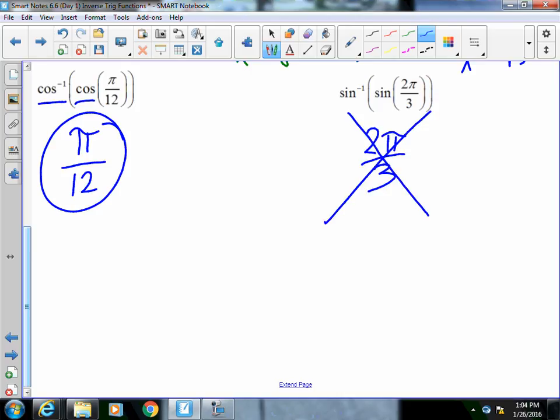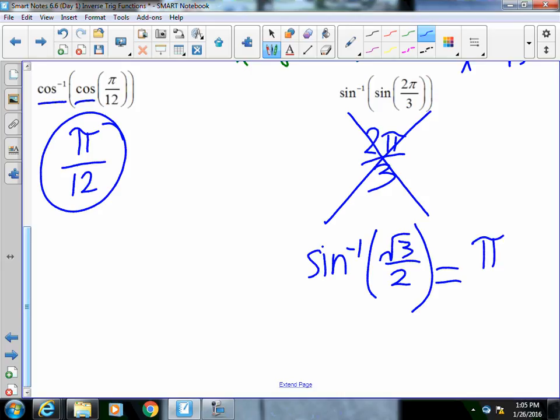What angle in the correct quadrants, that would be 4 or 1, has the same sine value as 2 pi over 3? Well, inverse sine of radical 3 over 2, because 2 pi over 3's sine value is radical 3 over 2. If we think about it in the correct quadrants, we find out that the angle that makes this happy is pi over 3.